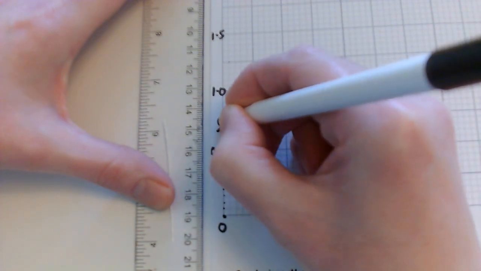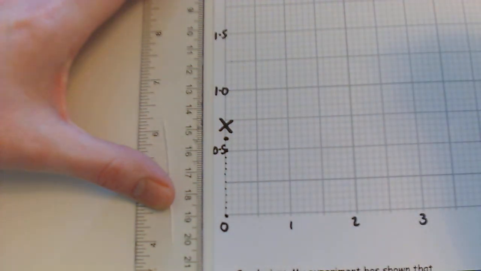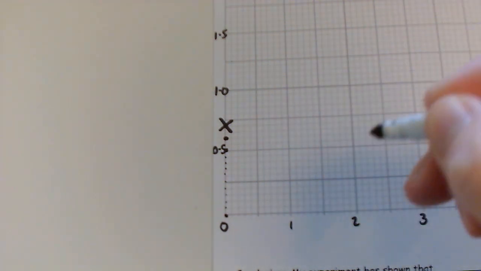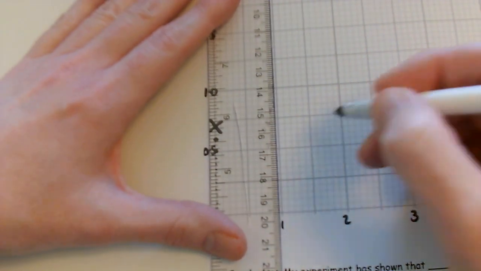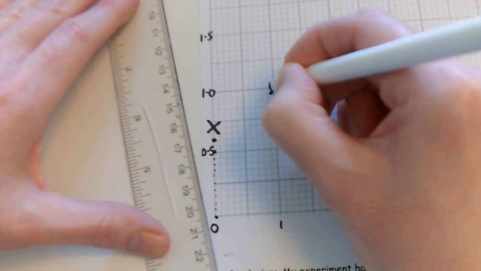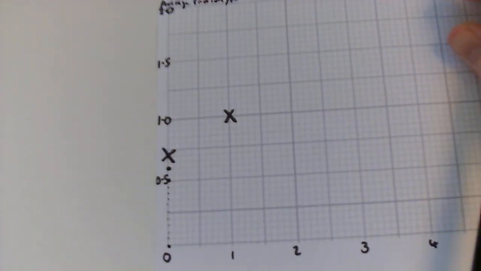So at this point, I put an X, and it's really important that you either put an X or a dot with a circle around it, so that the examiner knows exactly where your point is. Now the next point I have to plot is 1, and then 1.0 on the y-axis. So I go along to 1, my line lies along this point somewhere, and I go up to 1, and there's my point. The next point is going to be weight added of 2 and average friction of 1.3.